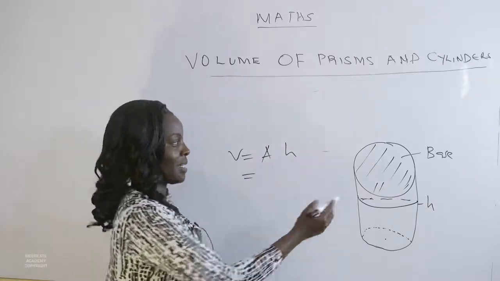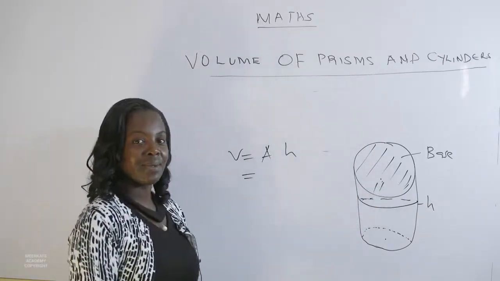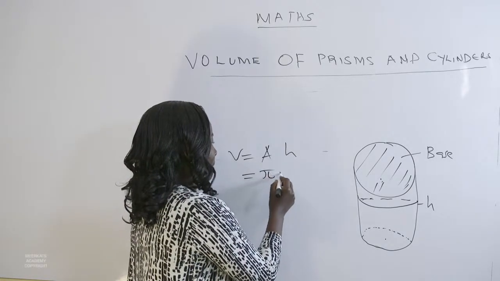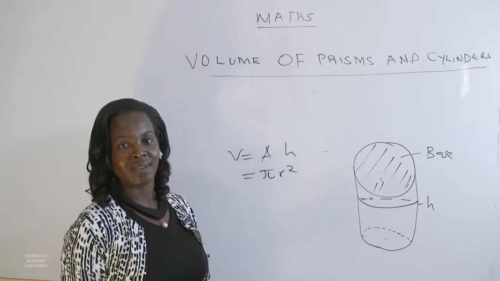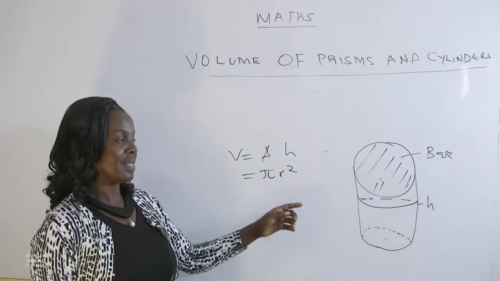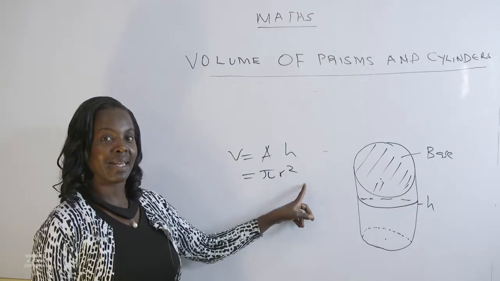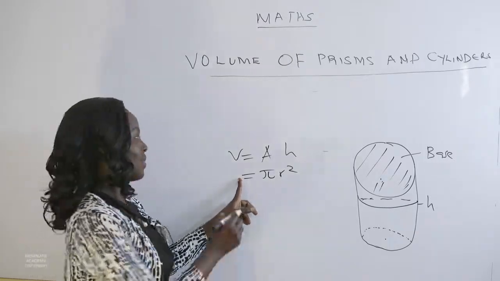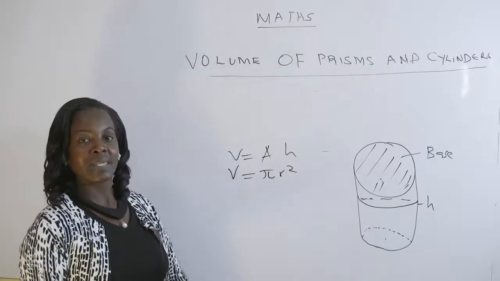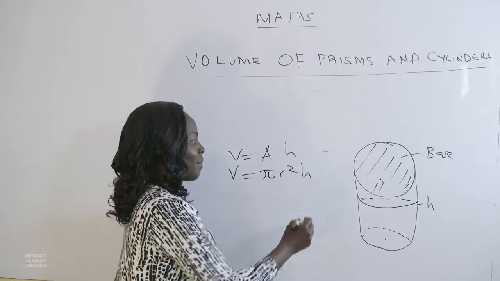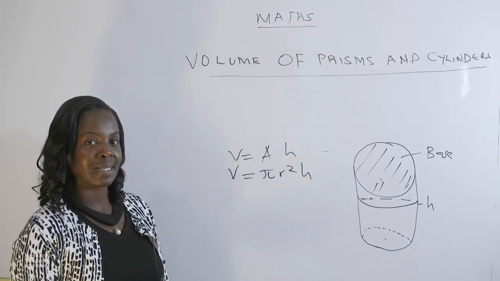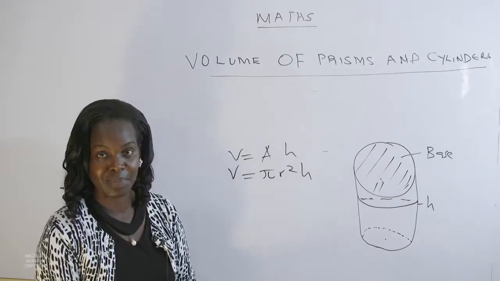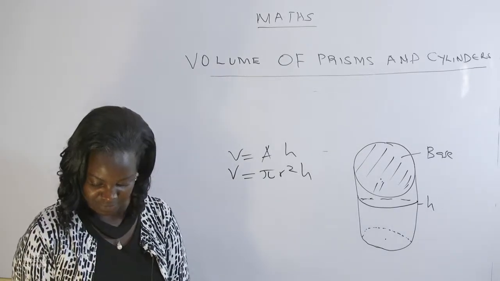How do you calculate the base area of a circle? Pi r squared, if you can still remember. We say to calculate the area of a circle, it is pi r squared. So that means the volume of a cylinder we get by pi r squared times the height. Now let's look at some examples on this topic.